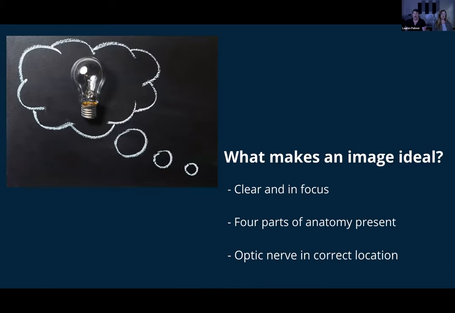What makes an image ideal? A retinal image should be clear and in focus. There should be four parts of anatomy that are present, and the optic nerve should be in the correct location for the eye that you've taken a picture of. So when you take a picture of a patient, it's helpful to ask yourself three questions. Can I see all four parts of anatomy? Are they clear and in focus? And is the optic nerve in the correct location? If the answer to those three questions is yes, you have an image that is likely to be gradable.